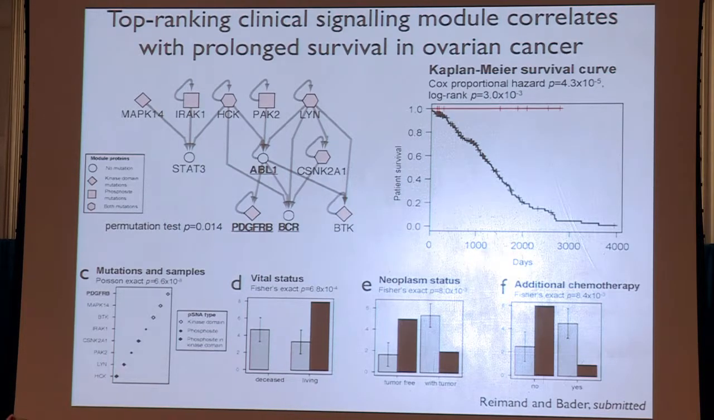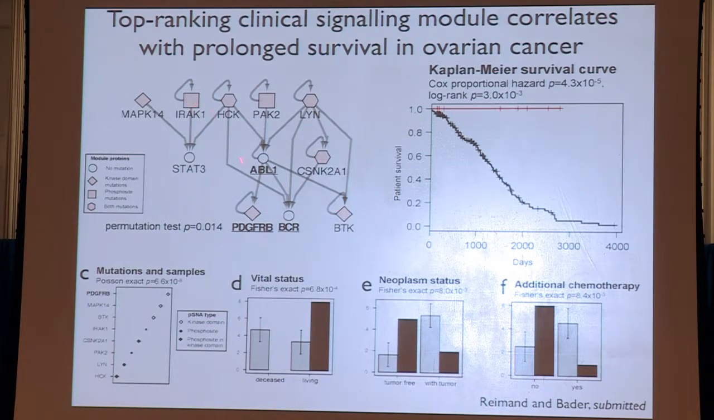But you could have a lot of correlation by chance, and so we do a lot of permutation testing to check to see if a module is likely to occur by chance by rearranging all the mutations in the network and running the algorithm 10,000 times, and so we can get a p-value for how likely a particular signal is to occur. In the end, we found one module that was correlated with outcome.